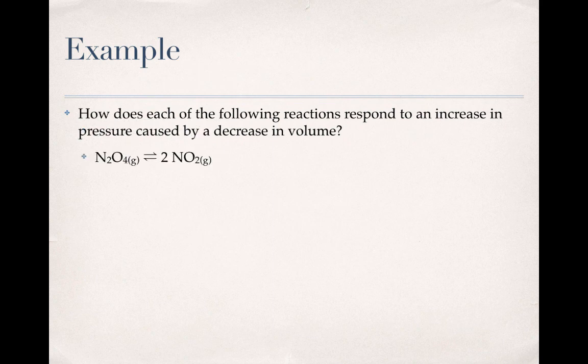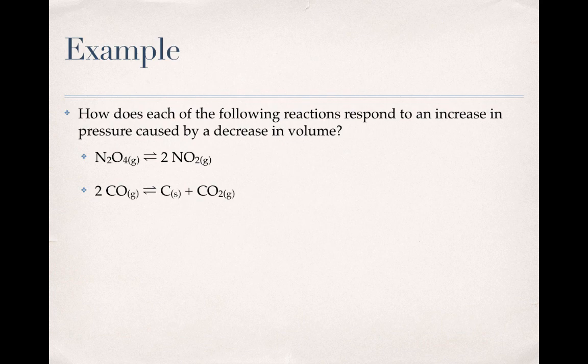Let's look at some more examples. We want to know how each of these reactions responds to an increase in pressure caused by a decrease in volume. So we have N2O4 going to 2NO2. With an increase in pressure, the reaction is going to want to shift to the side with a fewer number of moles of gas, because fewer moles of gas is going to lower the pressure. On the reactant side, we have N2O4, 1 mole of gas, and on the product side, we have 2NO2, so that's 2 moles of gas. So this reaction is going to shift to the left towards the reactants.